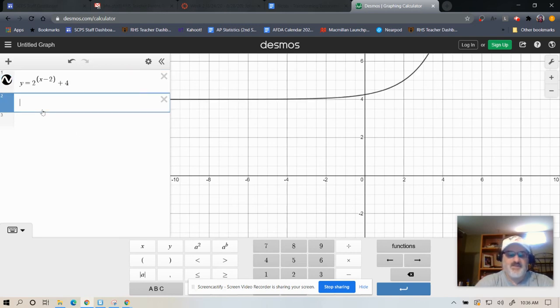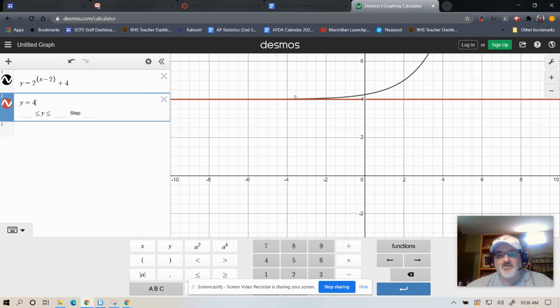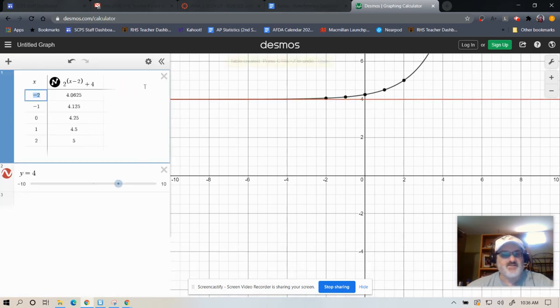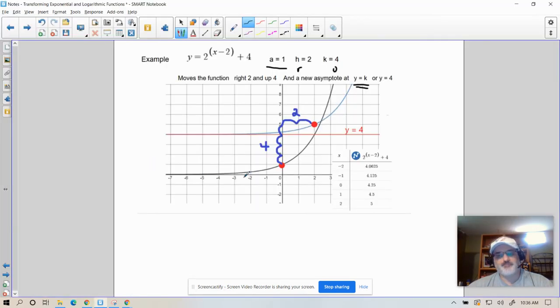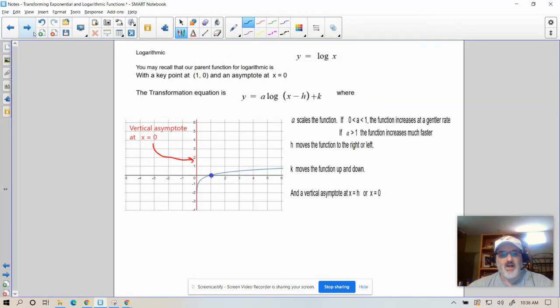Again, if I want to check out the asymptote, y equals 4, I just type that in, and here we go. Now, if I want a table, just go to this and hit table. And here's a table, and I could put in any value of x and get my appropriate value of y. Okay? Now we're going to go on to log, I think.